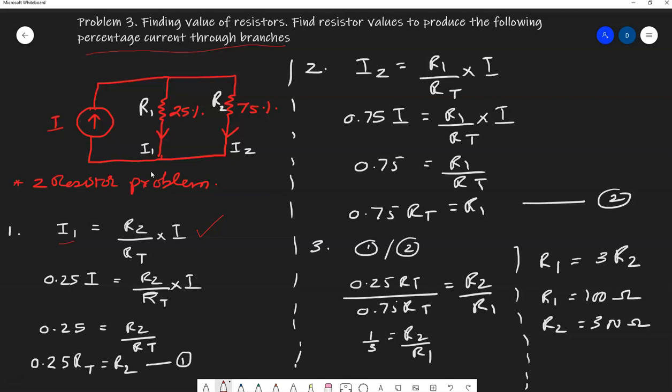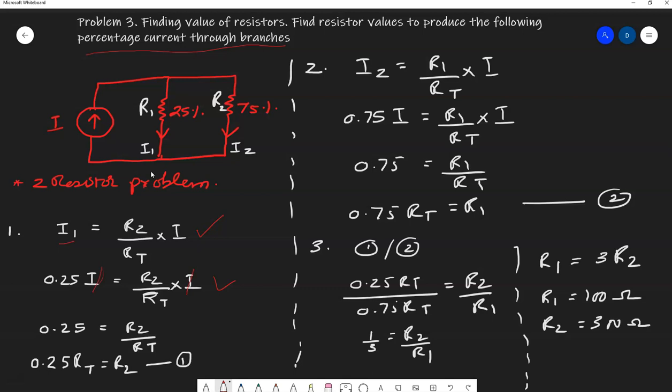So if you simplify this, you know that you have been given the current through R1 is 25%. So I can just write that I1 will be 0.25 times the main current I. So when substituting that, I and I will cancel away. You'll end up having 0.25 is equal to R2 by RT, or 0.25 RT is equal to R2. Again, this is just the first equation you got.